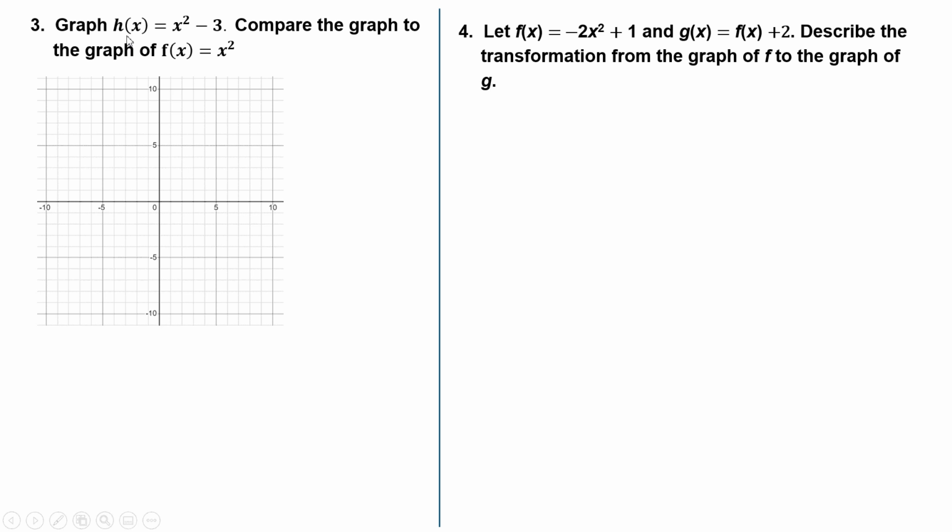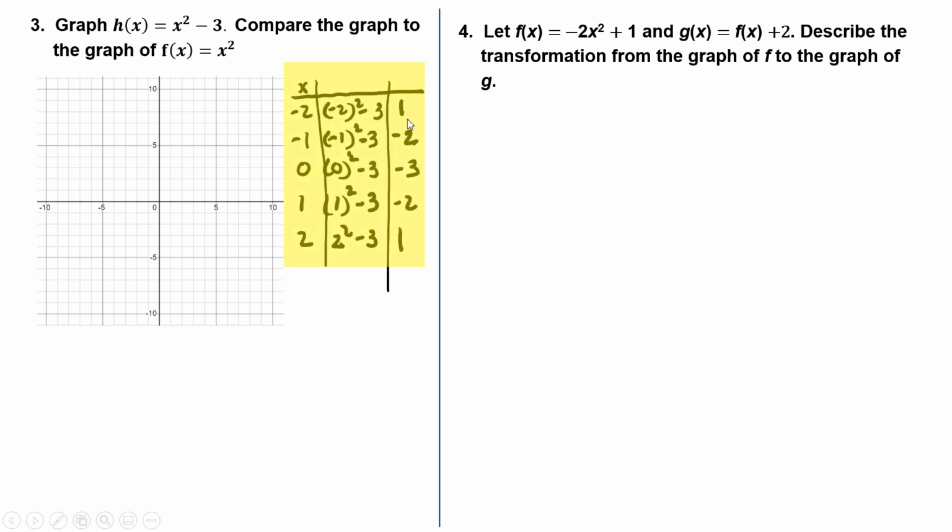Graph h of x equals x squared minus 3. Compare the graph to f of x equals x squared. Well, again, what do we do here? -3. So that means we're going down 3 on our graph. So we plug everything in. We can see that we're going down 3 each time, right?